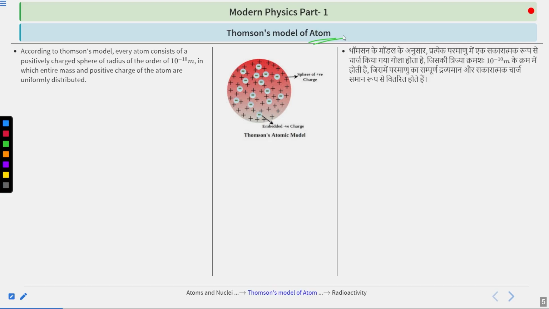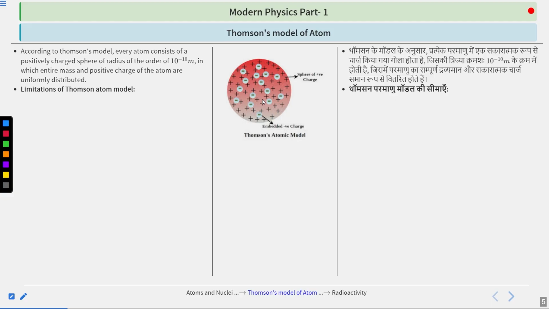J.J. Thomson said that the atom consists of a positively charged sphere of radius of the order of 10 power minus 10 m, in which the entire mass and positive charge of the atom are uniformly distributed. He said, suppose this is the atom, and the atom is a positively charged ground, for example, and the entire mass and positive charge is uniformly distributed throughout the sphere.